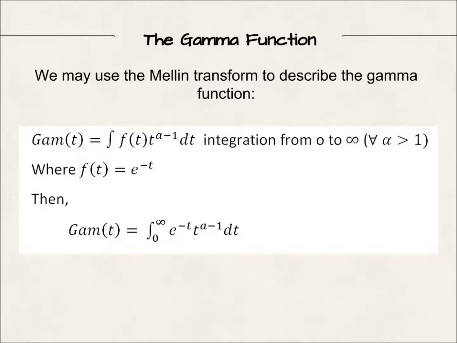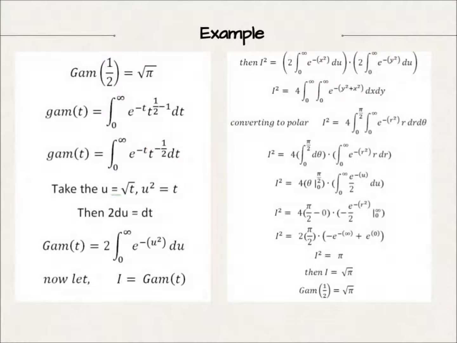The gamma function is a form of the Mellin transform, which is the integral from 0 to infinity of f(t) t^(alpha minus 1) dt, where for the gamma function, f(t) is defined as e^(-t), and so it is the integral from 0 to infinity of e^(-t) t^(alpha minus 1) dt, and this is the gamma function. Let us demonstrate proper usage of the gamma function by trying it out in this example.